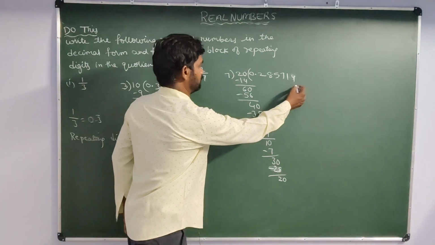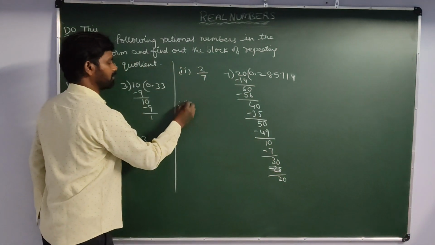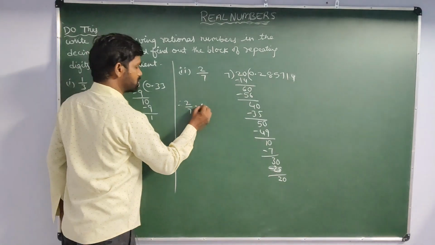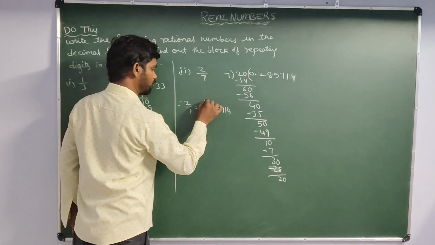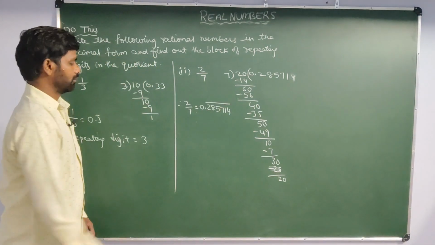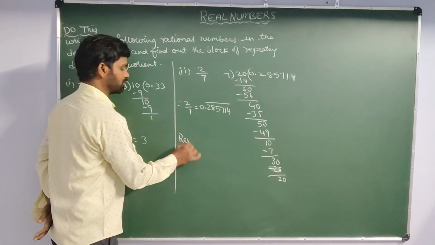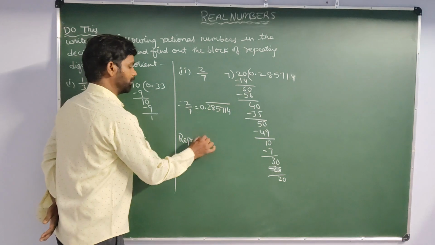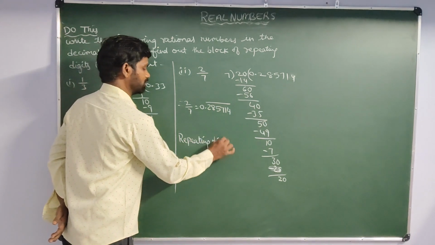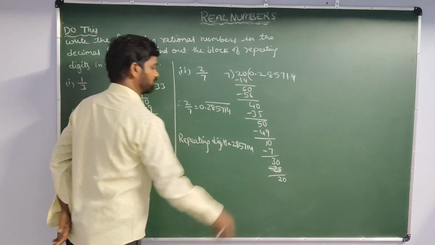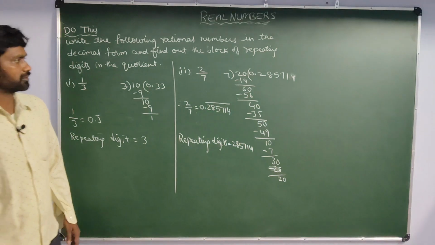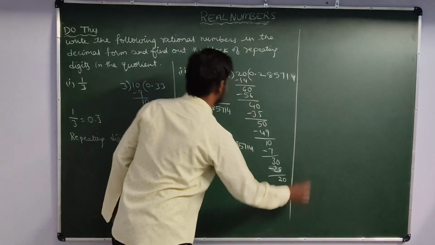So therefore we can say that 2 by 7 is equal to 0.285714 bar. So what are the repeating digits? The repeating digits are 285714. So this is the answer. Next question.